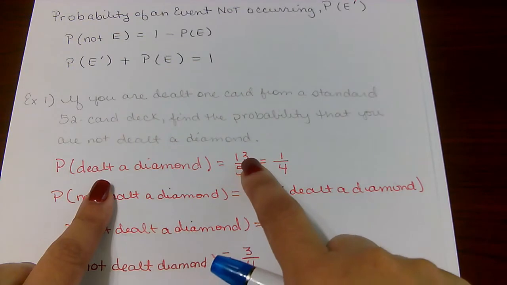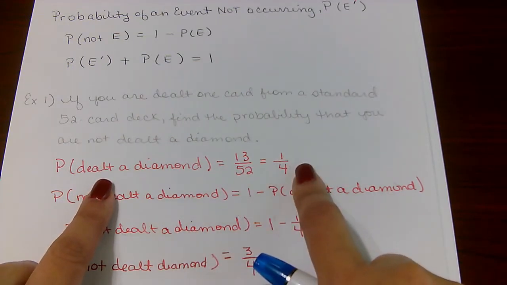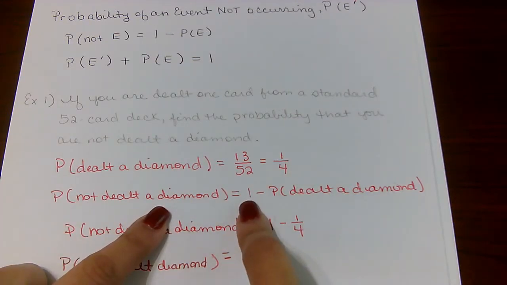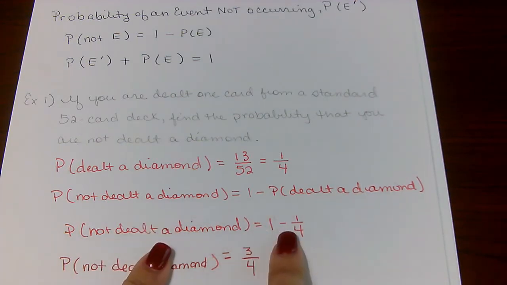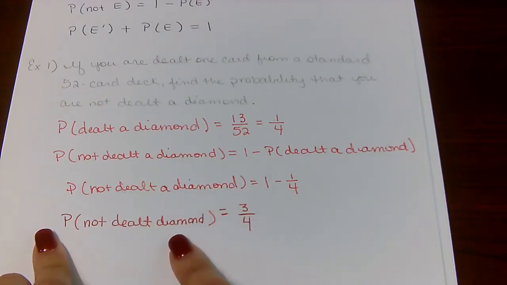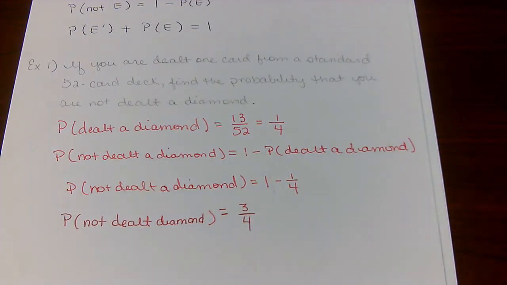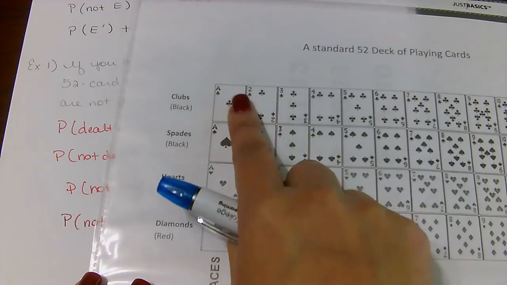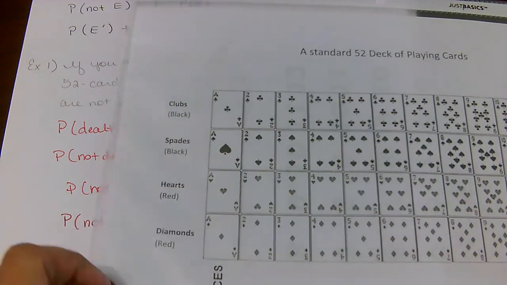So there's 13 diamonds out of a total of 52, which means that 1 out of 4 of the cards are diamonds. So the probability of not getting a diamond is going to be 1 minus the probability of getting a diamond. So 1 minus 1/4. The probability of you not getting a diamond is going to be 3 out of 4. Which makes sense because there's 3 other suits to choose from. So clubs, spades, or hearts, and the only one you don't want is diamonds.